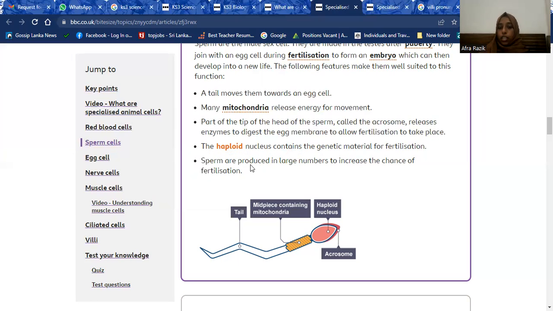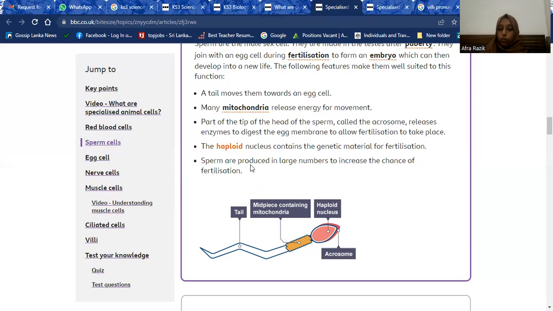Sperms are produced in large numbers to increase the chance of fertilization. As I said, when semen is released to the female reproductive system, thousands and a large number of sperms are released, right? The sperm which is faster in swimming, has more energy and is very quick will get fertilized with the egg cell, and it helps to produce healthy baby development.